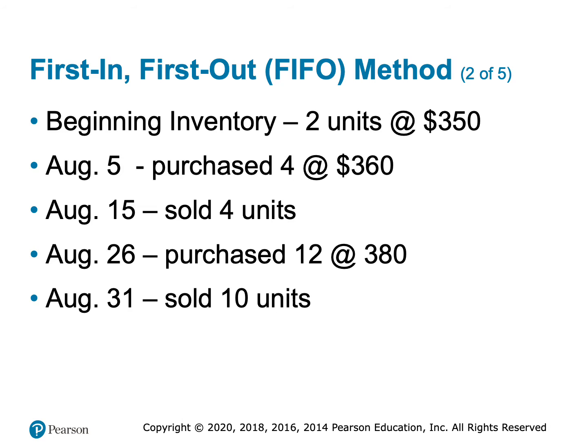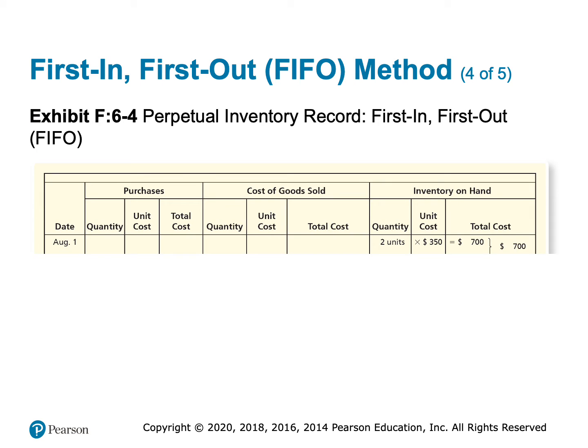So we're looking at our tablet computer sales in the month of August. We started off on August 1, and we had two tablet computers on hand left over from July, and those had a unit cost of $350. So in our chart here, notice it's broken into three sections: purchases, cost of goods sold, and then the last section is inventory on hand.